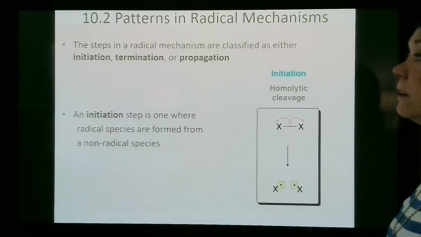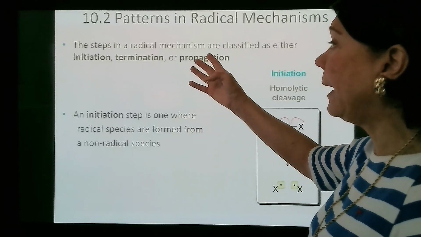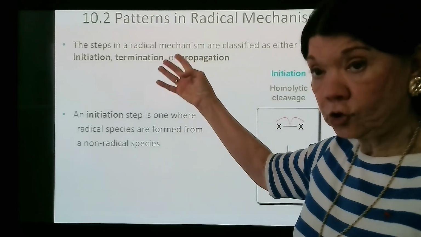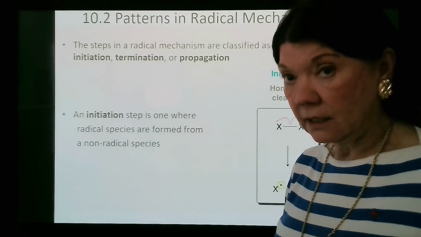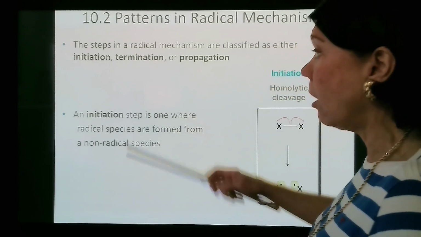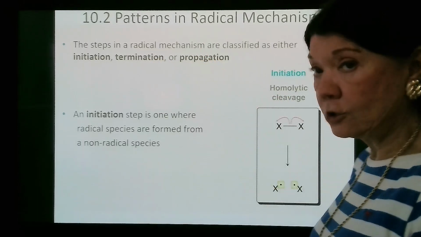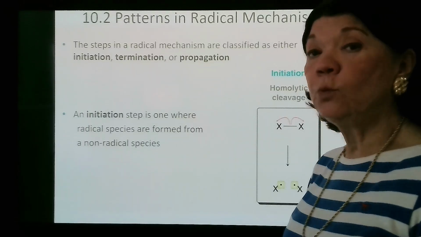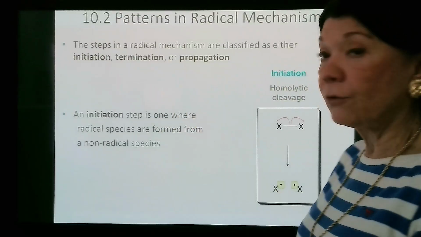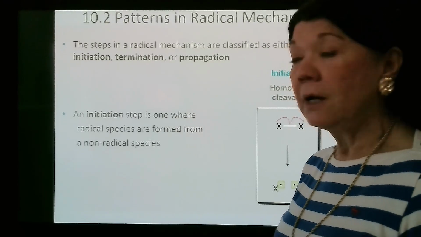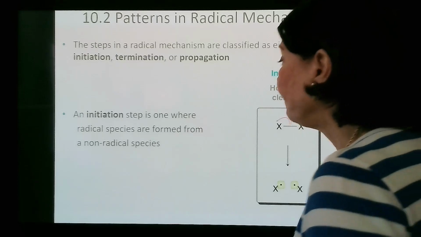So here, the steps in a radical chain reaction mechanism, according to their functionality in the reaction, are initiation, termination, and propagation. And the steps will always be one or the other. They won't, in the same mechanism, function in multiple ways.